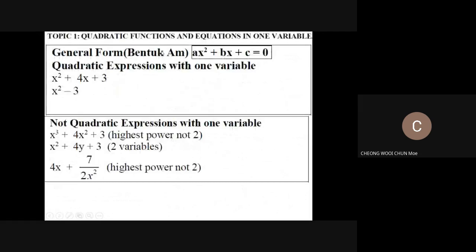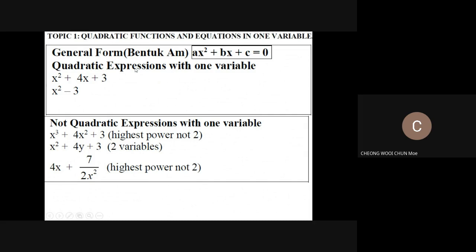Okay, so we look at this topic 1, Chapter 1: quadratic functions and equations in one variable. You must understand what is a quadratic function and what is an equation. This equation has this general form: ax squared plus bx plus c equal to 0. There is an x squared, and this is quadratic. It can be negative.